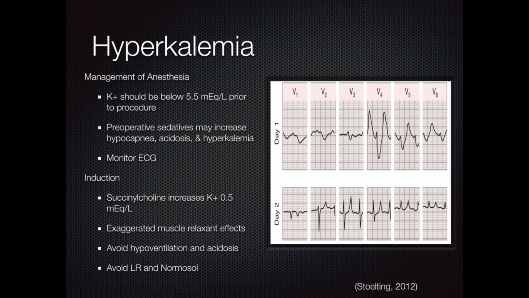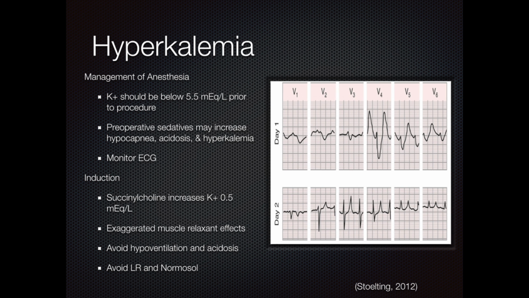The patient's potassium level should be below 5.5 milliequivalents per liter prior to the induction of anesthesia. The anesthetist should be aware that preoperative sedatives may decrease ventilation, causing respiratory acidosis, and may further exacerbate the hyperkalemia. As seen in the picture, hyperkalemia can cause the disappearance of P waves, prolong the QRS, and produce peaked T waves. Succinylcholine should be avoided because it increases serum potassium levels 0.5 milliequivalents per liter per dose.